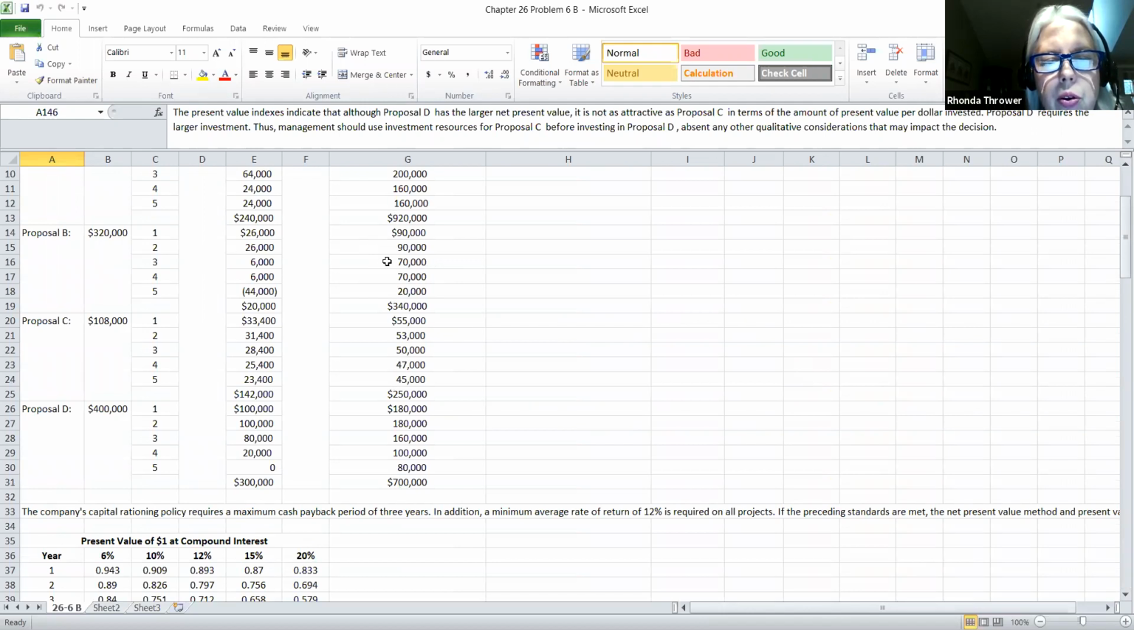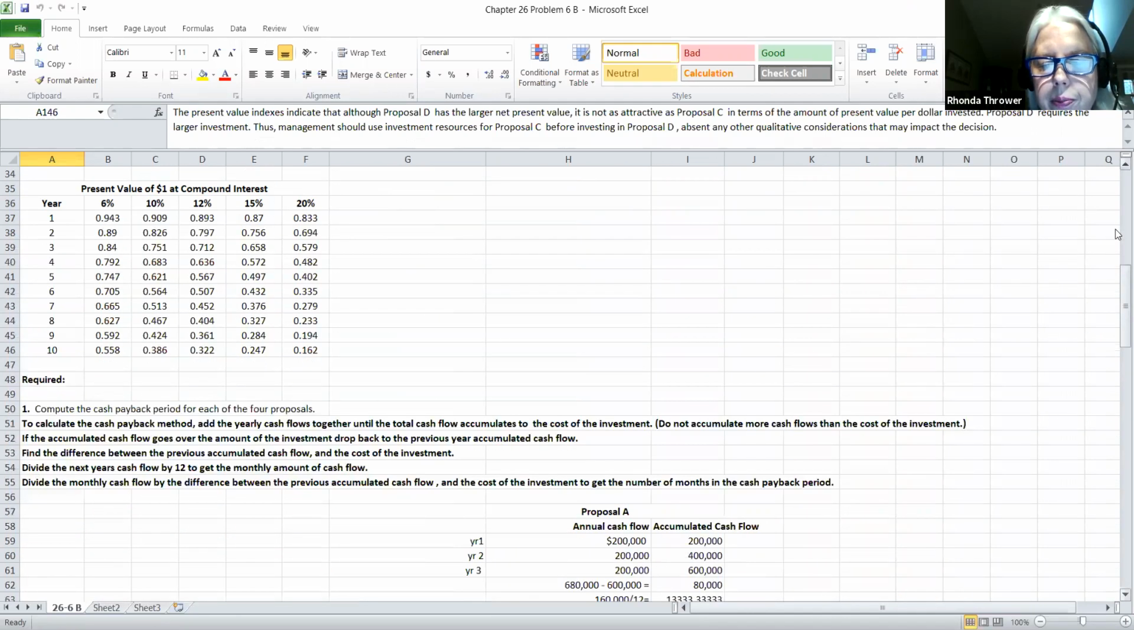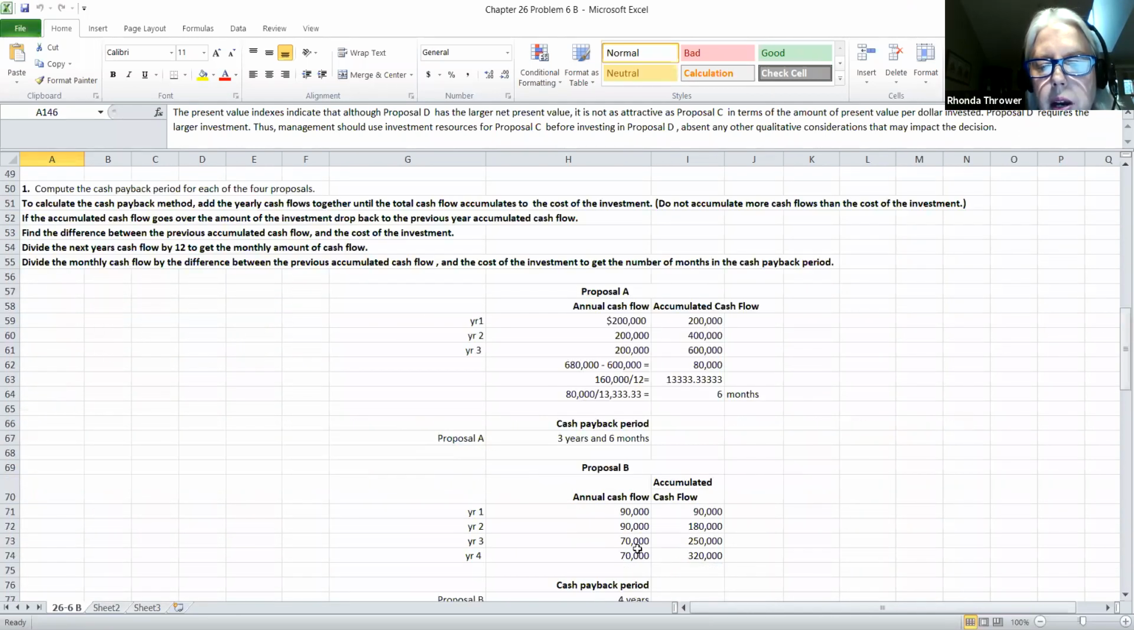So I'm going to go ahead and pick up my third year. The third year amount was $70,000. So I'll write down $70,000 for the third year of my annual cash flow. I'm going to add it to the previous year's cash flow to get the accumulated cash flow of $250,000.